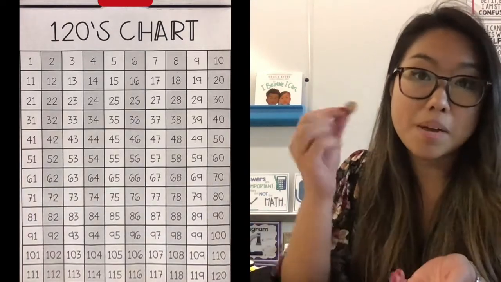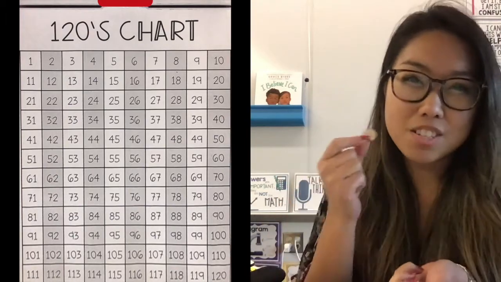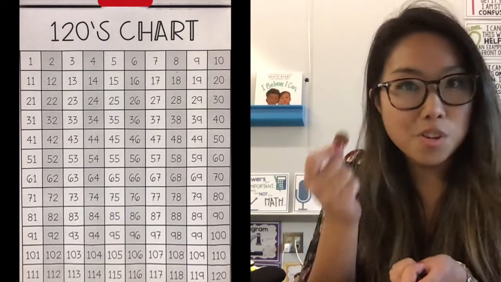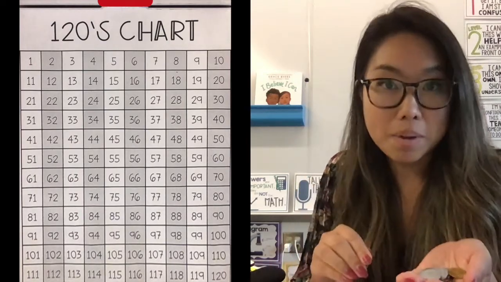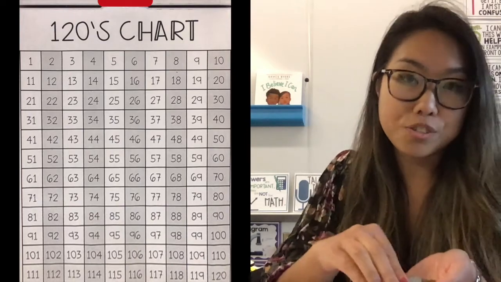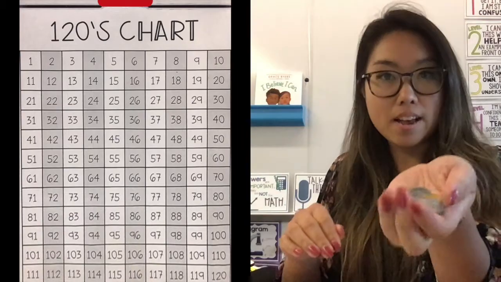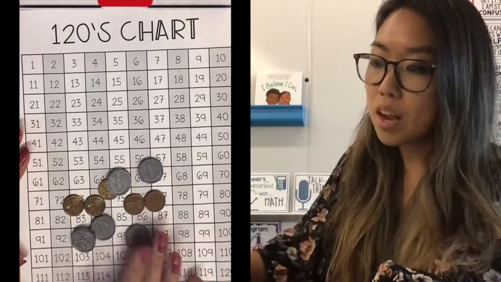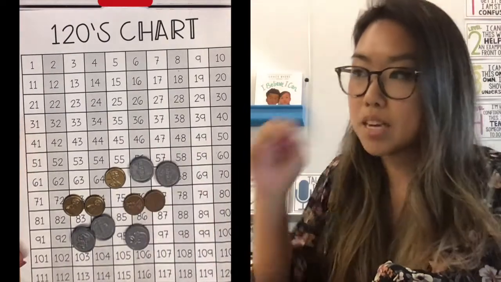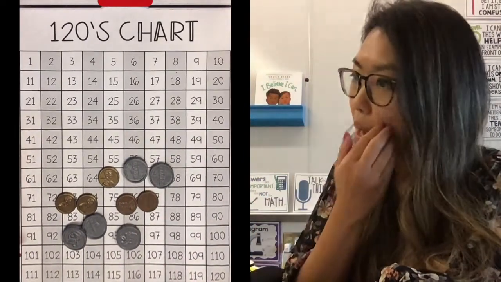If I start skip counting with a penny, it might be very confusing because pennies are the smallest value coin. They're only worth 1 cent. So if I'm skip counting my nickels and pennies, then I want to make sure that I start with my nickels to count. So let's see. Right now I have in my hand different coins. I have nickels and I have pennies. So let's see what we can do with our hundreds chart.